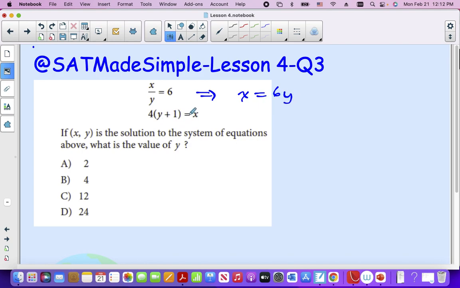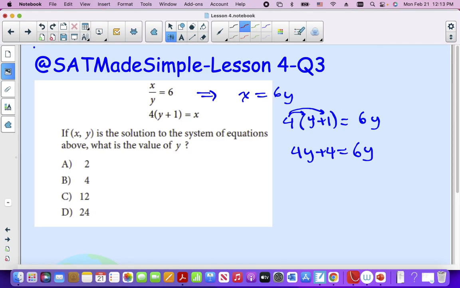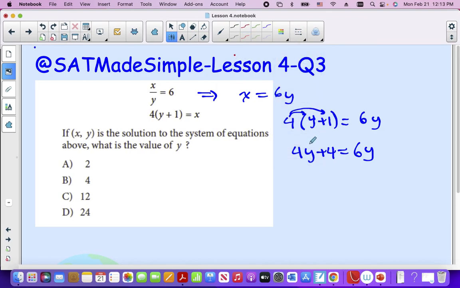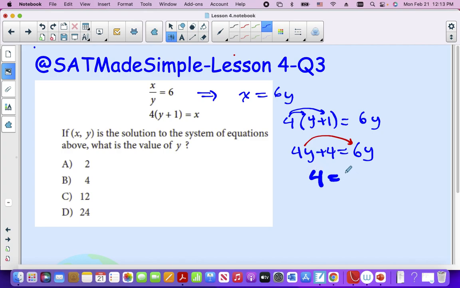So if I were to substitute into the second equation, 4 times y plus 1 equals x. x is equal to 6y. Distribute the 4 over the bracket. We get 4y plus 4 is equal to 6y. Move 4y to the other side, it becomes negative, and therefore the left hand side 4 is equal to y, and therefore y is equal to 2, making A my correct choice.